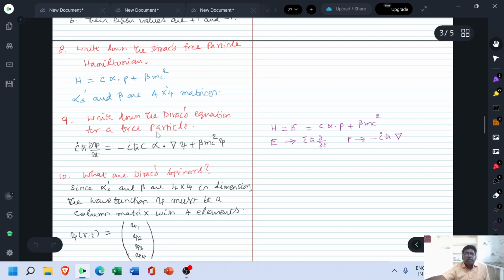Write on the Dirac's equation for a free particle. Just replace H by means of E, then the energy operator is i h cross dou by dou t, then the momentum operator p equal to minus i h cross delta.